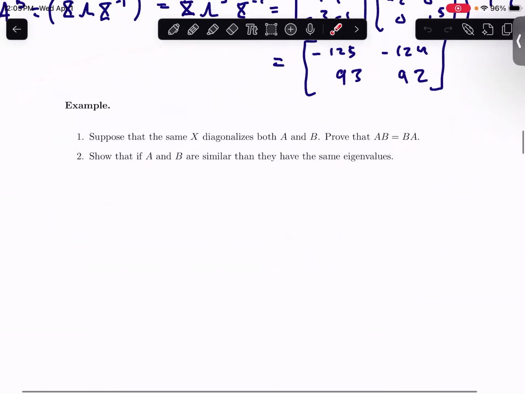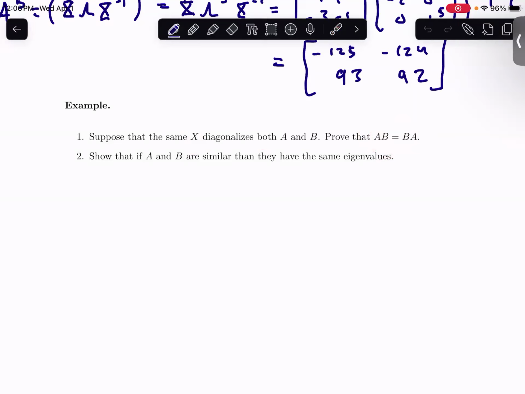And so these are other nice results that follow from diagonalization and similarity. So the first thing tells us that if we have a matrix X that diagonalizes both A and B, then we end up having that A times B is equal to B times A. So in general, the order matters for matrix multiplication. It doesn't commute, but it turns out if they have the same matrix X that diagonalizes them, then it actually doesn't matter the order in which you multiply them.